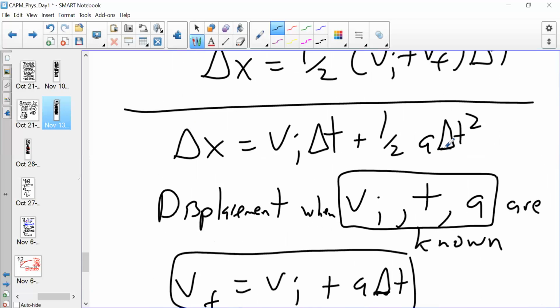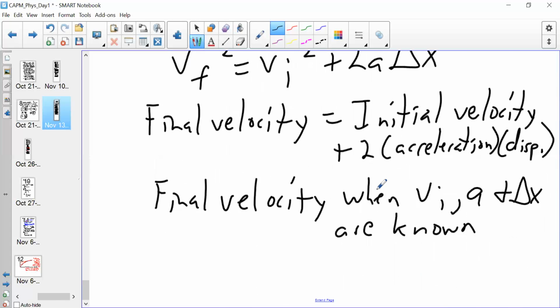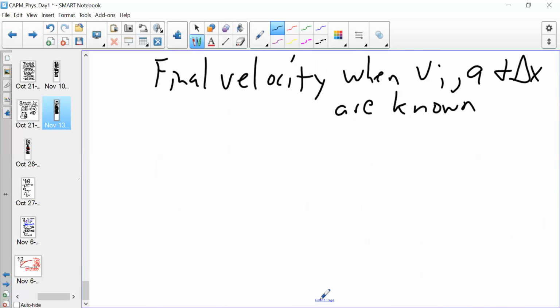If I just know my initial velocity, time, and acceleration, I can find displacement. Then the final equation, delta X, 1/2.